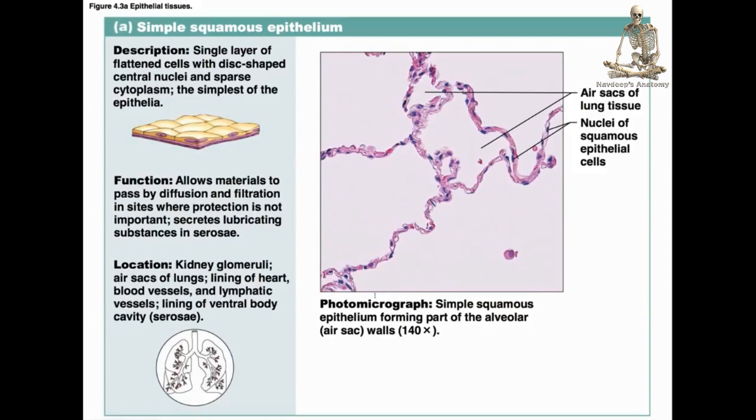As we discussed, it allows the materials to pass by diffusion and filtration in sites where protection is not important, and it also serves lubricating purposes, so it makes the air moist. And secondly, it helps in diffusion of the gases, and it may be found in the kidney glomerulus, and as we are seeing here, the air sacs of the lungs. It may be found in the lining of the heart, blood vessels, lymphatic vessels, or the ventral body cavity.